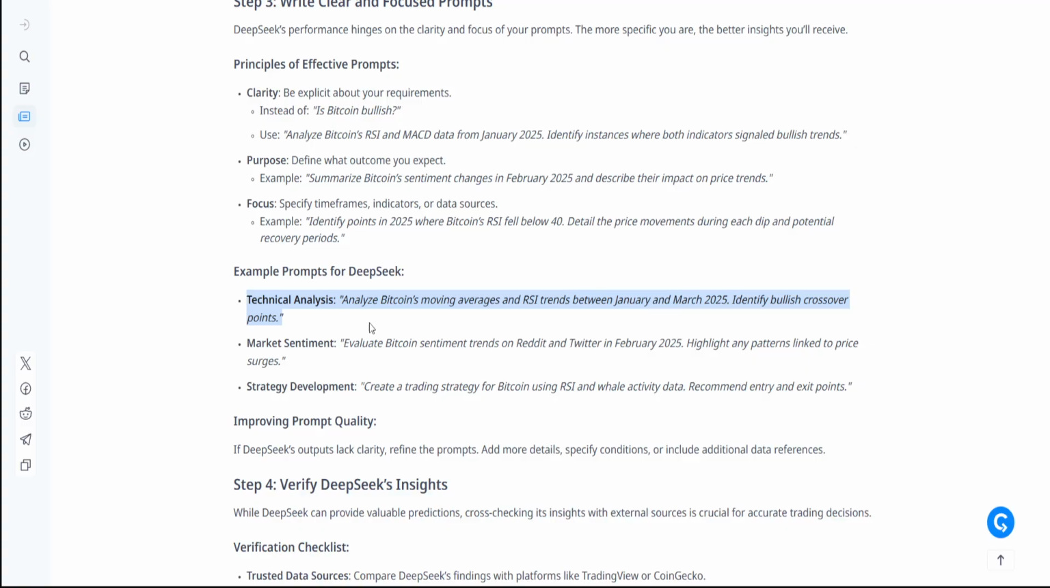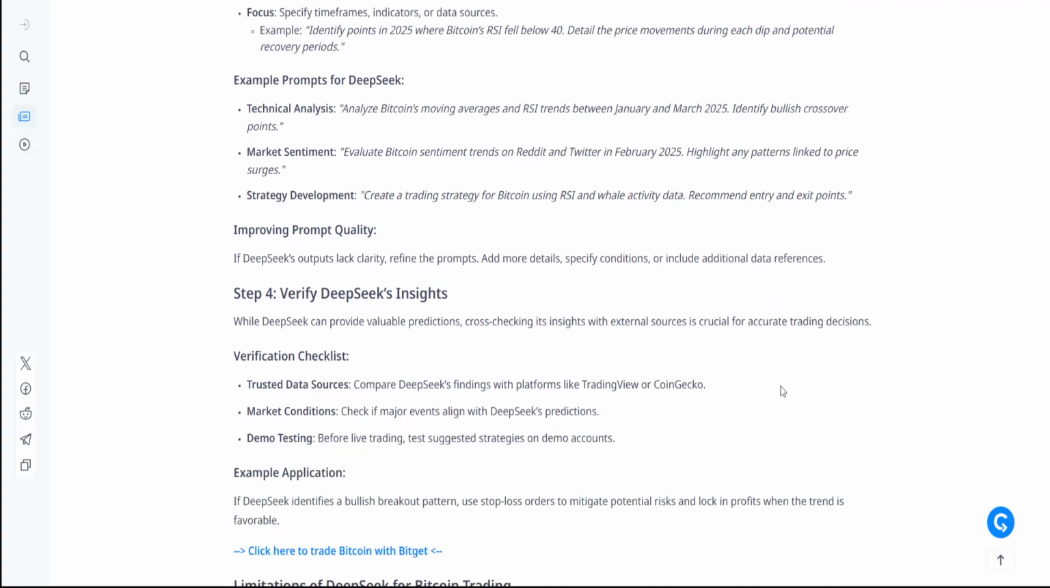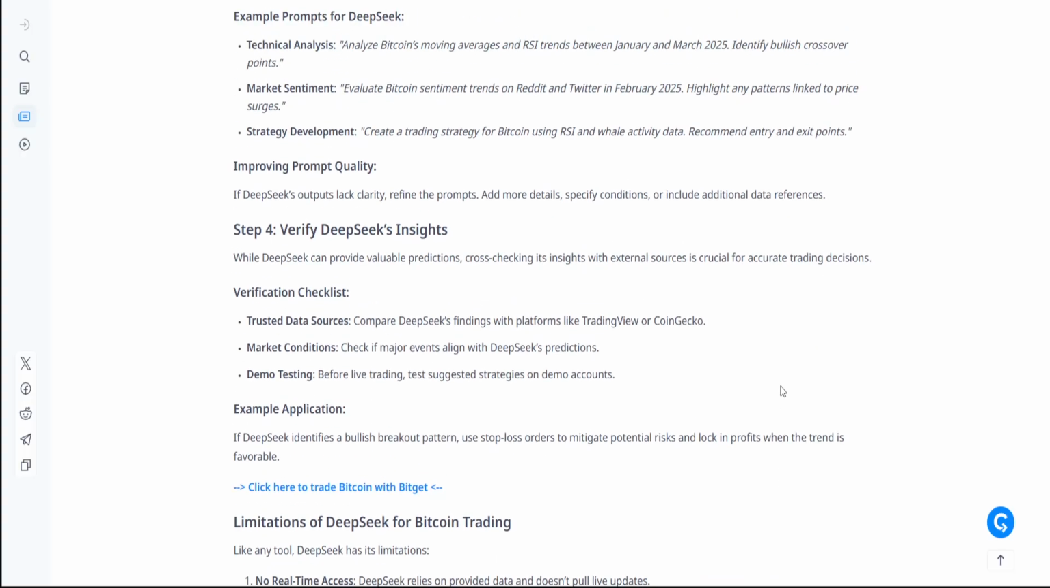Now for technical analysis, you can do this. And then for market sentiment, you can do this prompt here. And then for strategy development, you can do this prompt as well. And you need to improve your prompt quality if you want to be more detailed and more specific in your coding. And then the verification checklist.